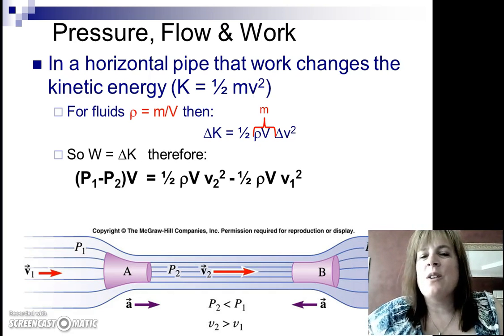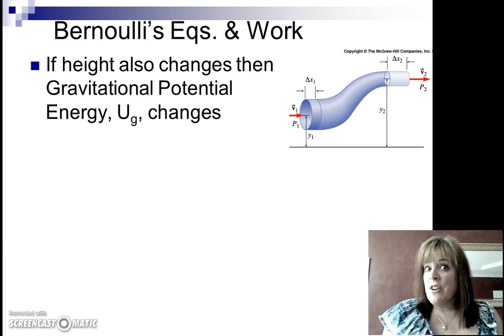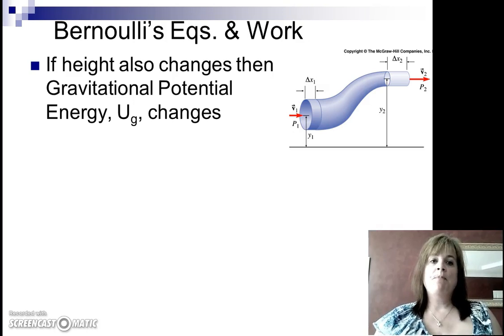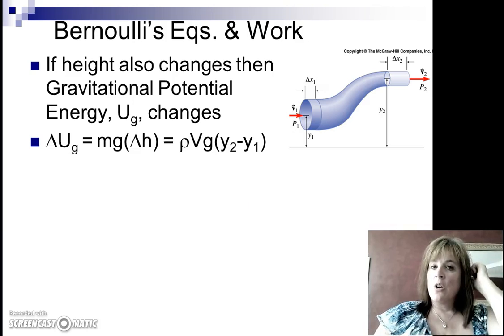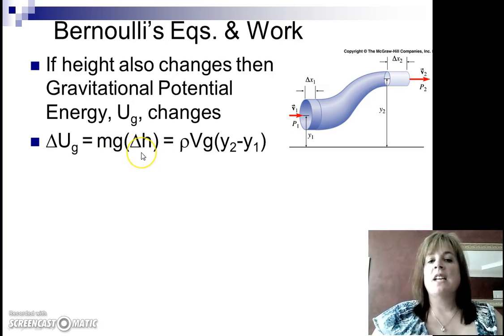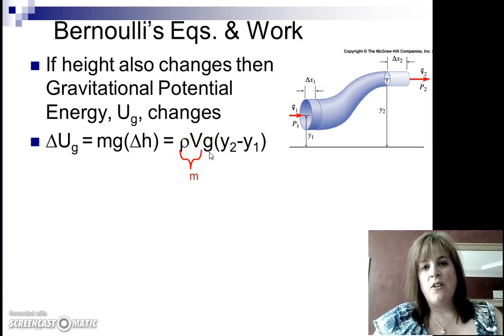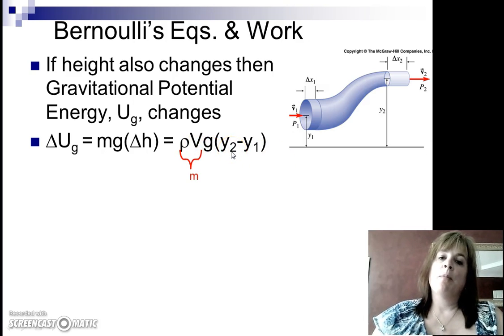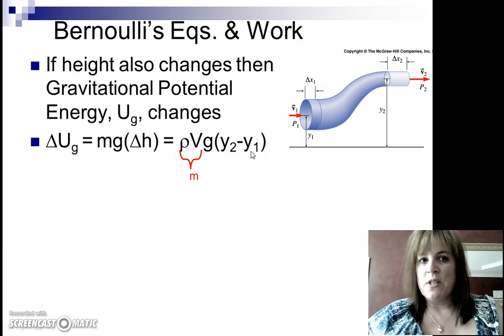But a lot of pipes in our house actually change height. So if height changes, we've got another energy that's changing, and that's gravitational potential energy. Remember when we talked about gravitational potential energy last year, it is mgh, or mass times the acceleration due to gravity times the change in height. So for our fluid, again, getting rid of mass and inserting density and volume, we get density of the fluid times the volume times the acceleration due to gravity times that difference in height of the pipe, or the height at point 2 minus the height at point 1 with regard to some reference point.